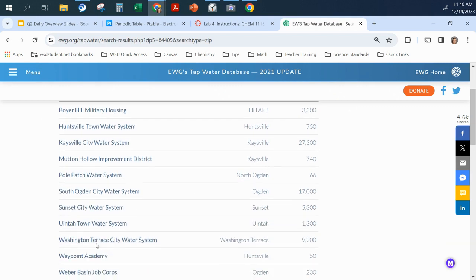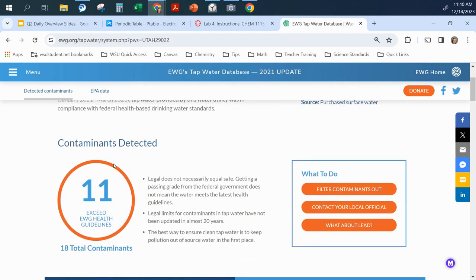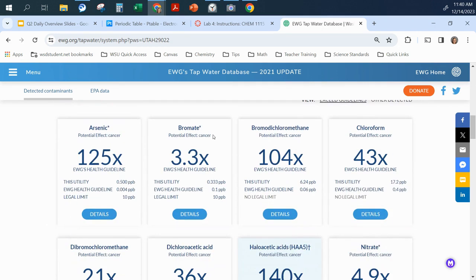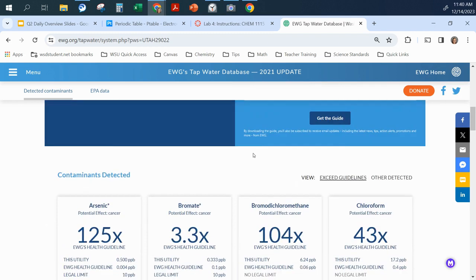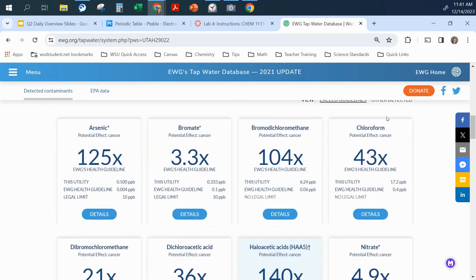We're in Washington Terrace. Should we try that? Okay, contaminants detected: 11. We're looking for "exceeds guidelines" and then "others detected." So we're looking for nitrate. And look at all of these.